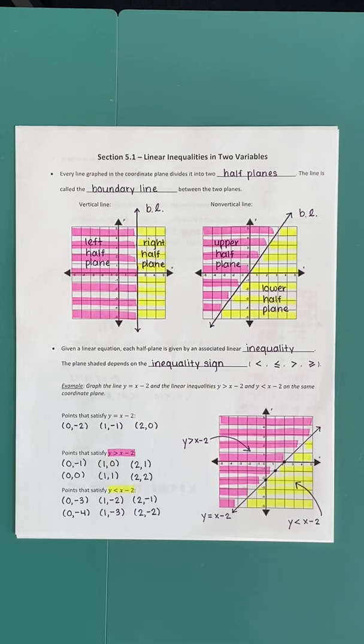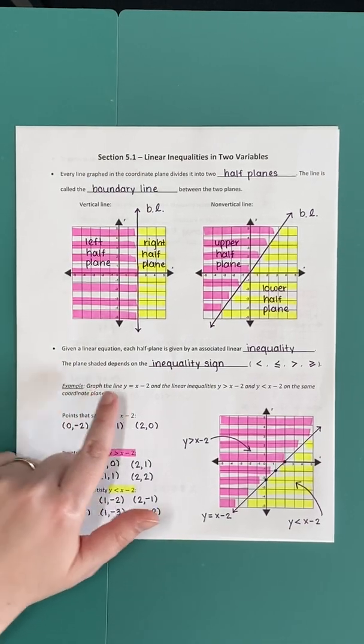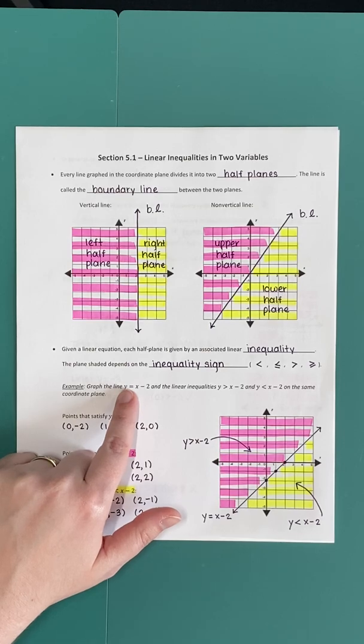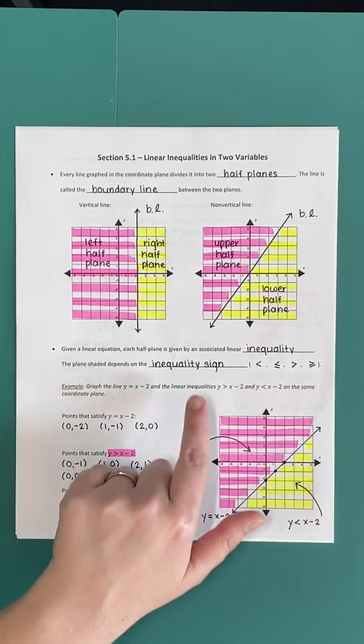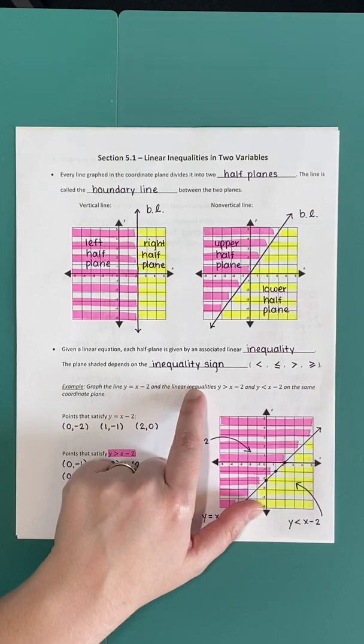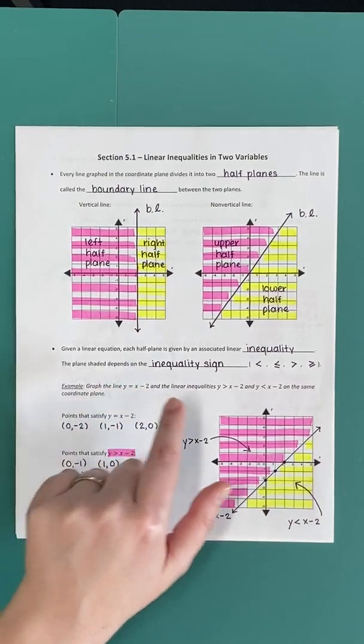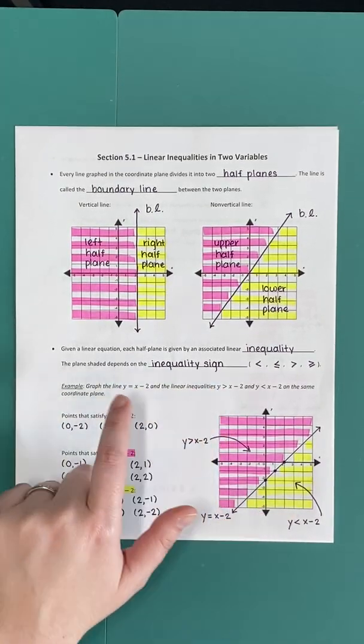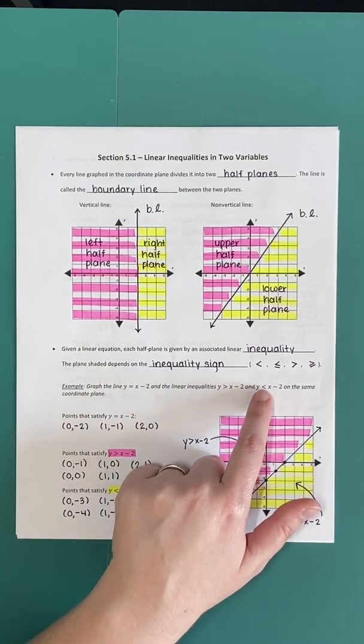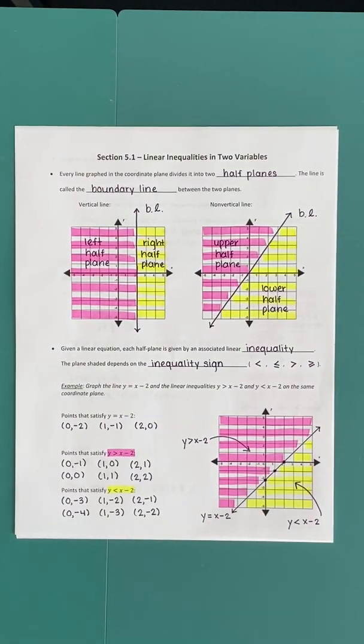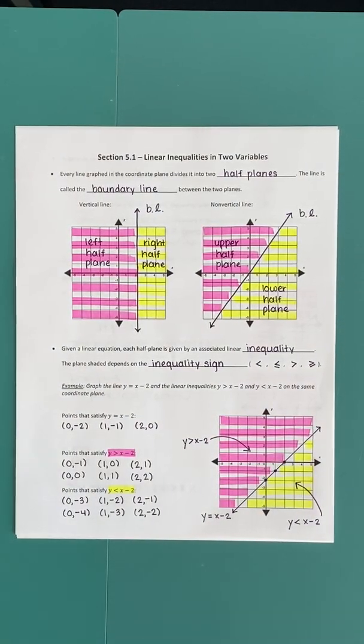So let's look at a really basic example and think about how all these parts work together. So we want to graph the line y is equal to x minus 2, and then also graph the linear inequalities that we would get if we took the equal sign and made it a greater than, and if we took the equal sign and made it a less than. And we want to put them all on the same coordinate plane.